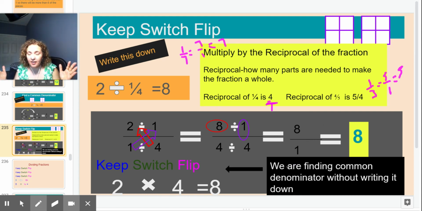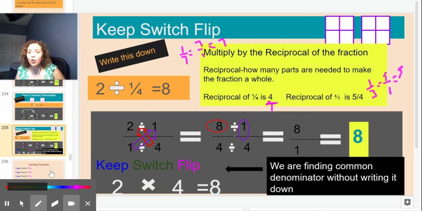I hope I did, because that's going to save you, because you know how to multiply regular fractions and you know how to multiply regular numbers, right? So if you can do that, you can do division. You don't have to do all the steps. I just wanted to show you the logic behind it. All you have to do is keep, switch, flip.